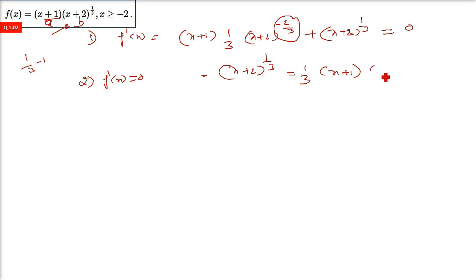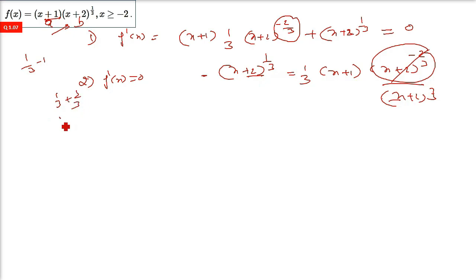On the right and left, you will get x plus 2 raised to 1 by 3, and x plus 2 raised to negative 2 by 3. You can take this on the left hand side and it is going to get added, because when this x plus 2 goes on the left, it will be x plus 2 raised to the power 2 by 3. And you know when the base is the same, the powers get added. 1 by 3 plus 2 by 3 is just 1. So you get x plus 2 here. On the right it is 1 by 3 x plus 1. Now just multiply this 3 with x plus 2.